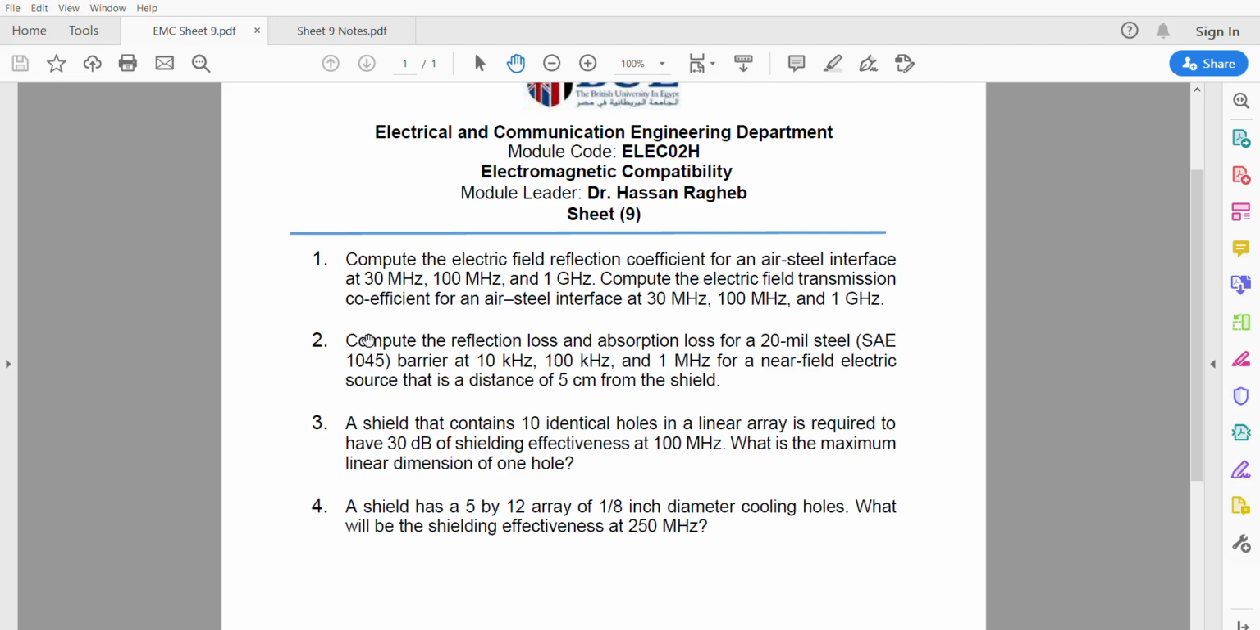First let's start with problem 1. Compute the electric field reflection coefficient for an air-steel interface at 30 MHz, 100 MHz and 1 GHz. Then compute the electric field transmission coefficient for an air-steel interface at this frequency. So we need to calculate the electric field reflection coefficient and electric field transmission coefficient at a variety of frequencies: at 30 MHz, 100 MHz and 1 GHz.